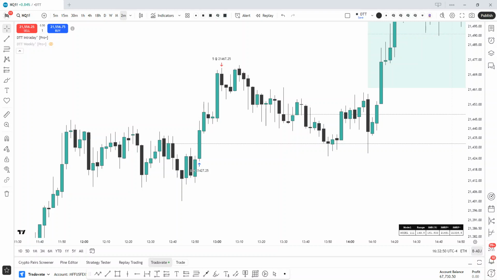Hello everyone, I will be doing a recap and breakdown of the trade I took today on the NASDAQ minis contract, using a simple framework along with the indicator automating that framework.